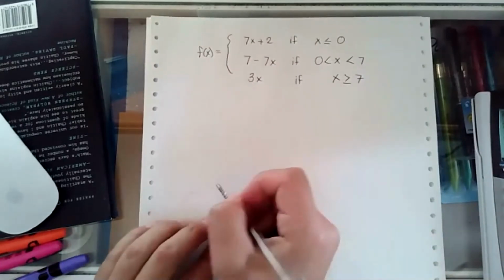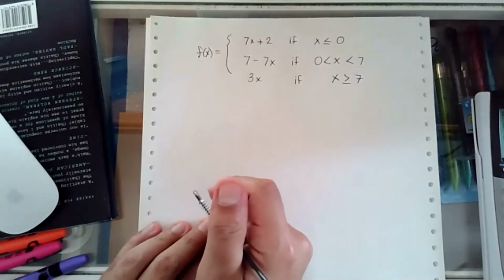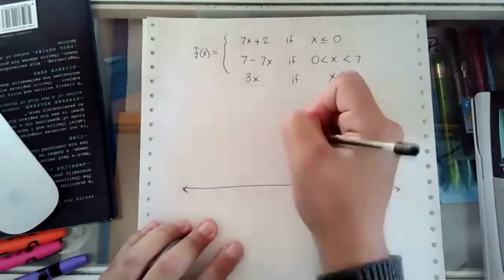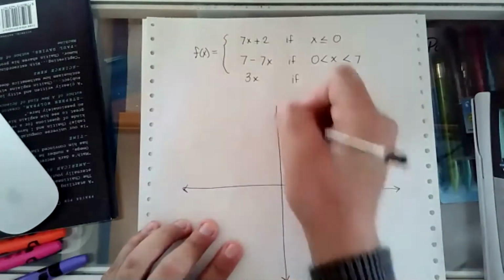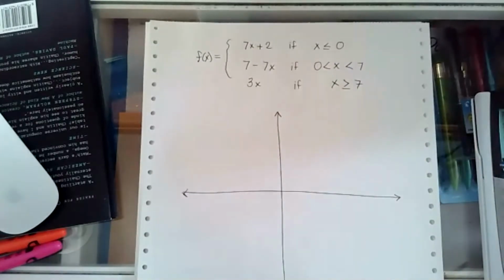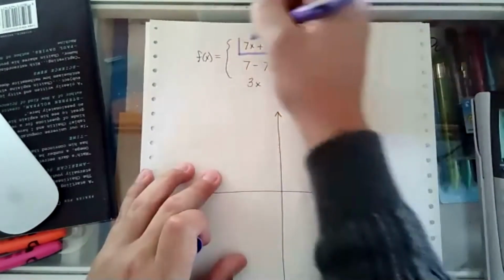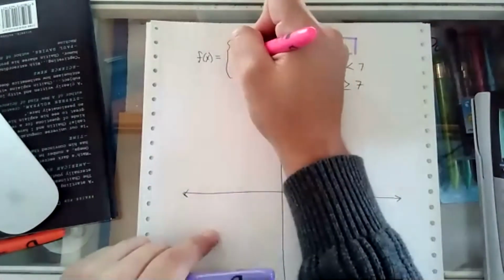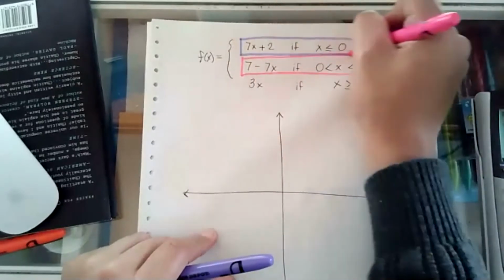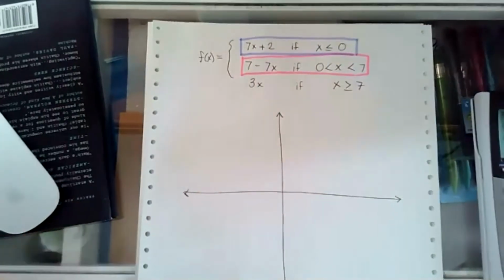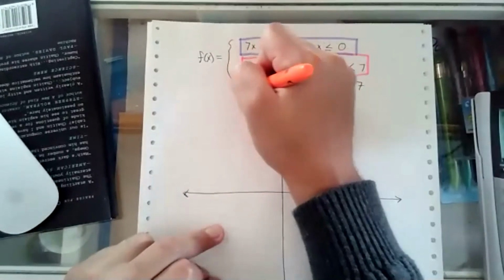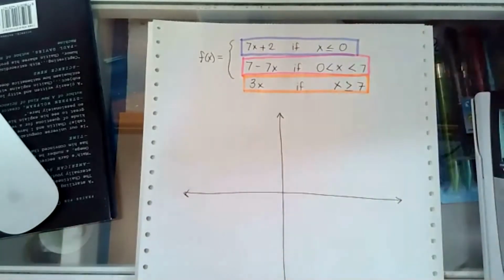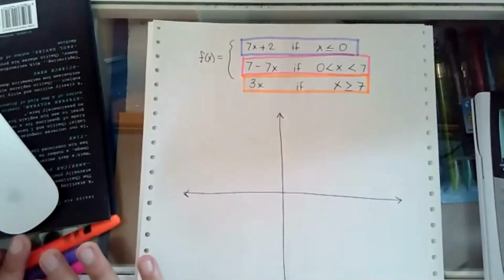Okay, so if I was trying to graph this thing, I'm going to draw a big graph space here. I'm going to color code this the exact same way I color coded it before, where the first one's purple. The second one is going to be pink. And then the last one, hopefully the orange is turning up on your monitor.